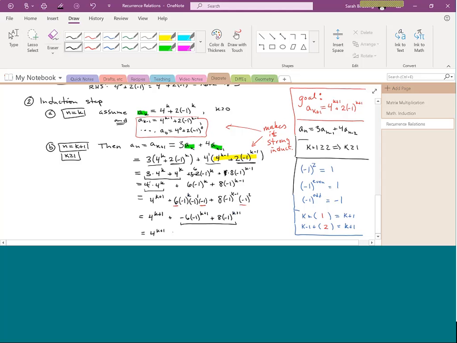Notice they both have a factor of -1 to the k plus 1. And what would be the coefficient now when you add those two together? Well, you would just add your two coefficients together. So you've got -6 copies of the -1 to the k plus 1. And you also have 8 copies of that -1 to the k plus 1. So when you add the -6 and the 8 together, you'll get your 2. And quick check, is that the formula that we wanted? Did we reach our goal?